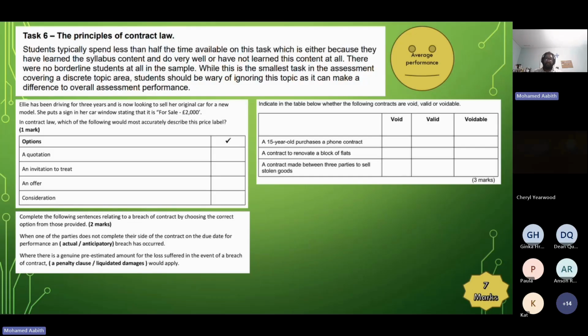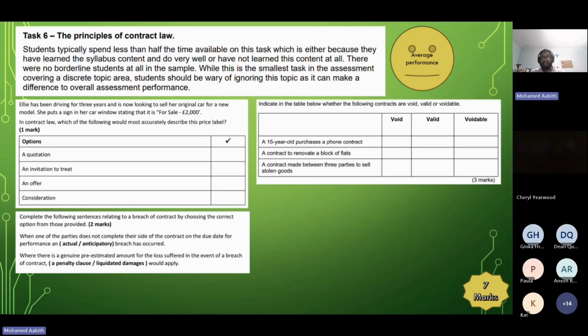So imagine that the great train robbers stole something from that train and they made a contract, a pact between them to sell those goods. How good is that going to be? No, it won't be a valid contract. We call that a void contract because there is no legal basis for it.